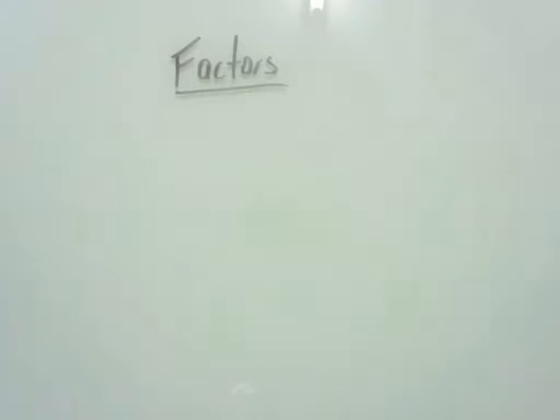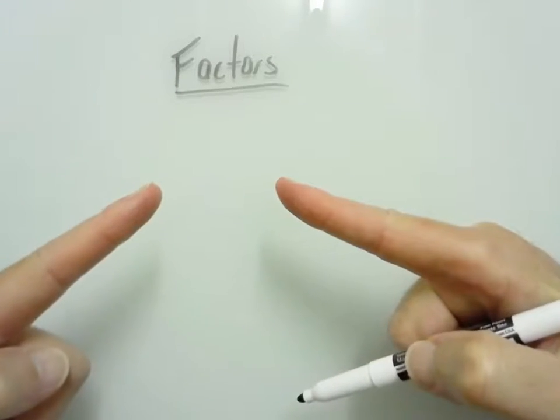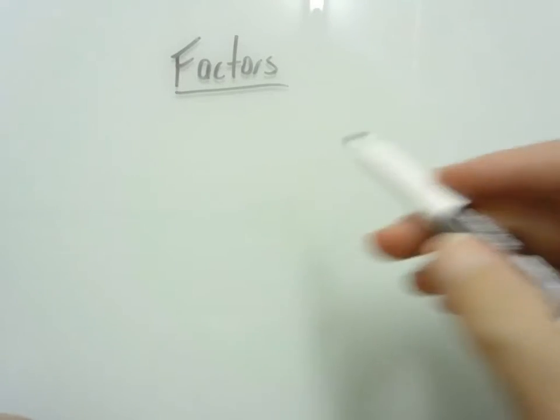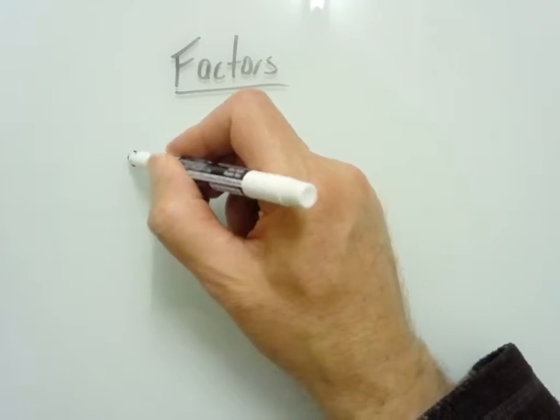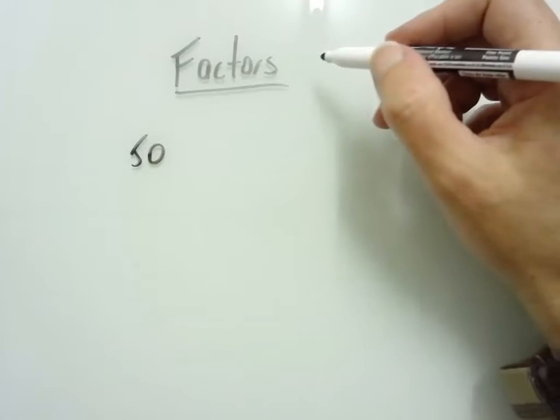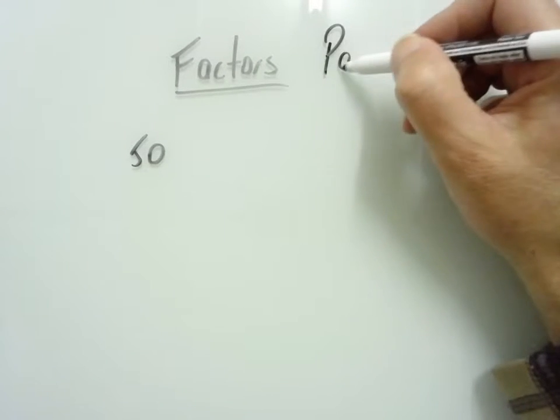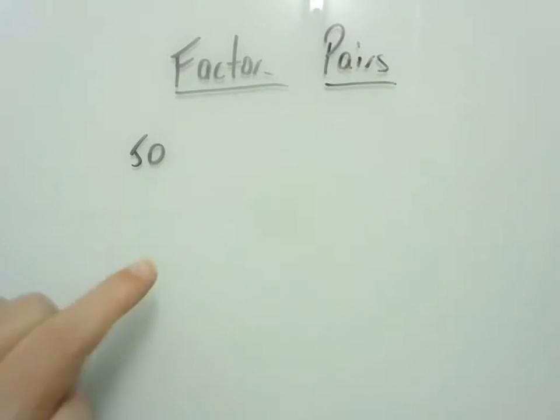So, factorising, a bit more complex than multiples, so let's get started. Factors means two numbers that go together or multiply together to get another number. So let's go the factors of 50. So the first thing, we can talk about factor pairs. So what two numbers multiply to get 50?